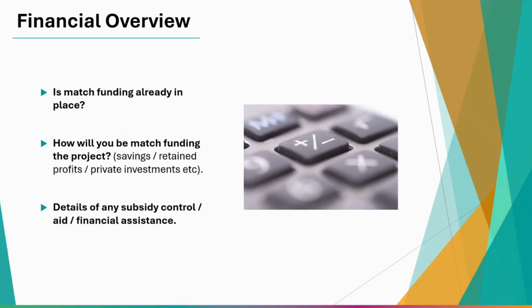So next is the financial overview. We'll be asking, have you got match funding already in place for your project, and how you will be match funding that project? So will it come from savings, from retained profits, from private investment? How will you reach that level for the amount of money that you're looking to claim under the grant? Details of any subsidy control aid or financial assistance which has historically been given to your company will also be requested here.